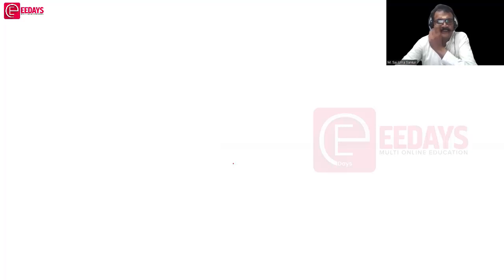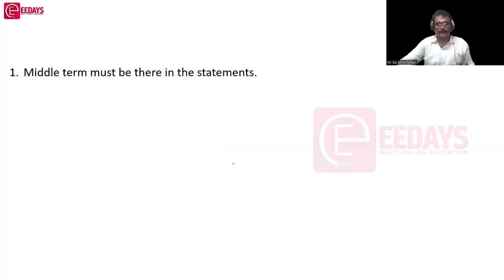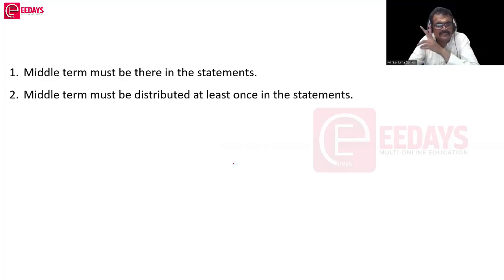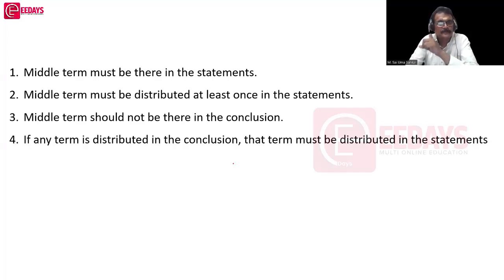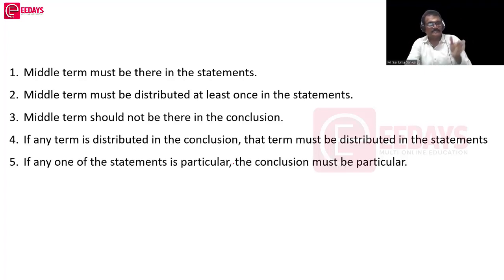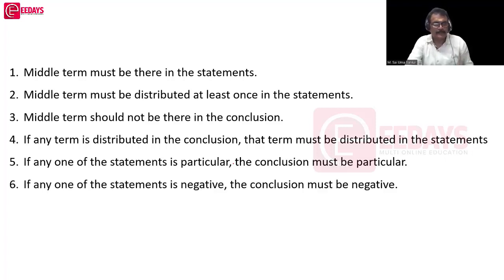Now, just at a glance, I'm going to explain all the properties. All of you note down. Just pause this video and note down these statements. Okay. And or take a screenshot of this one. Middle term must be there in the statement. Middle term must be distributed at least once in the statement. Middle term should not be there in the conclusion. Next, if any term is distributed in the conclusion, the term must be distributed in the statement. If any one of the statement is particular, the conclusion must be particular. If any one of the statement is negative, the conclusion must be negative.